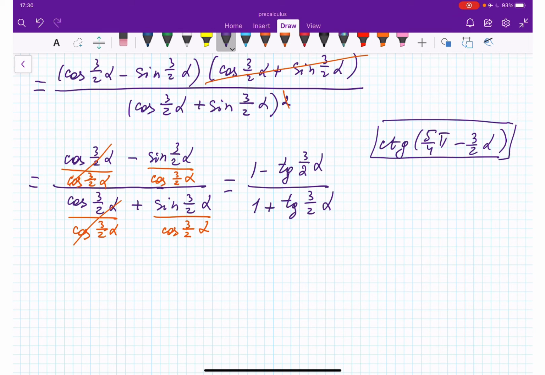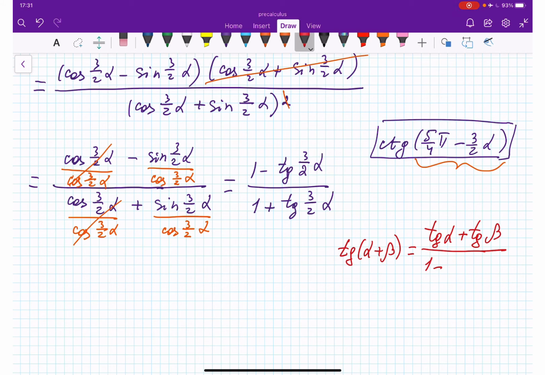So I got the following formula: tangent alpha plus beta, tangent alpha minus beta. Because here I have, look, I get alpha minus beta, right? So from the 3 over 2 alpha, I have to move to alpha and beta, right? And that's what I did. So I found that tangent alpha plus beta is equal to tangent alpha plus tangent beta over 1 minus tangent alpha tangent beta.